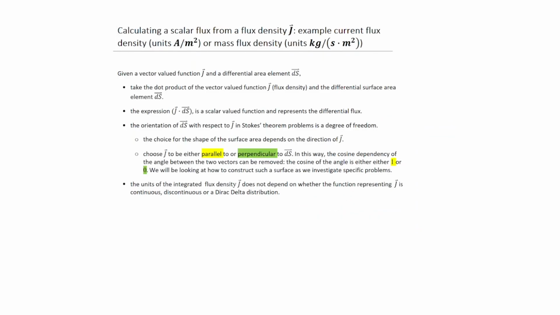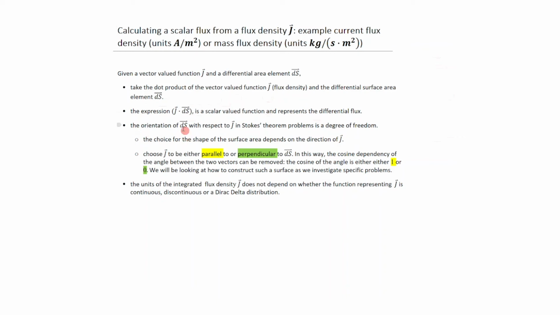All right, so calculating a scalar flux from flux density J, there's some guidance. Given a vector valued function J and a differential area element ds, because we're going to calculate flux, we're taking the dot product of the vector valued function J and the differential surface area element ds. The expression J dot ds is a scalar valued function and represents a differential flux. The orientation of ds with respect to J in Stokes theorem problems is a degree of freedom.